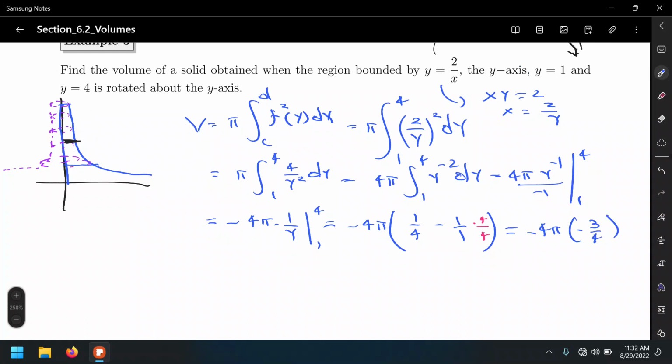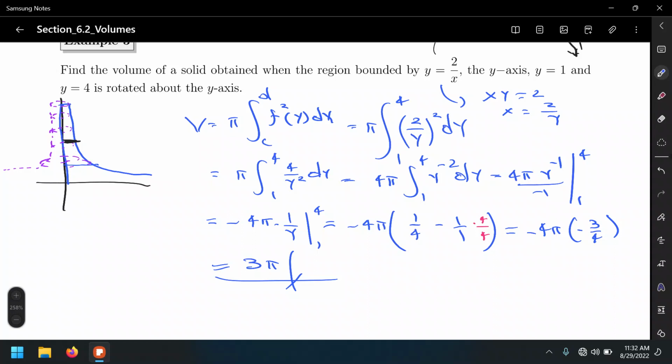And negative times a negative, that's when we get back to the positive result, okay? And the 4's cancel. 3 pi is our final answer. Yes. So if there's ever a situation where the last number we get is negative, then we know we did it wrong?